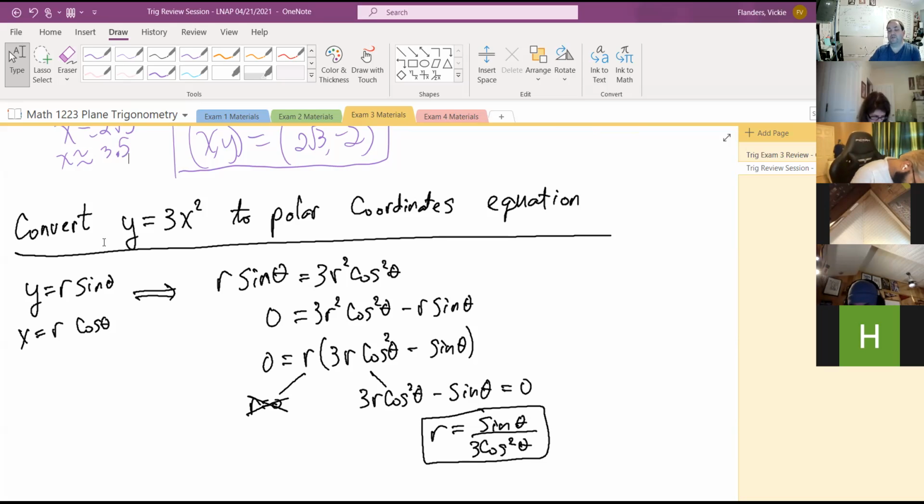So sometimes there's a little trick or a maneuver, like you can use a Pythagorean identity in cases where it's circular and things like that. Sometimes you just have to straight plug and do whatever you can to solve for your r variable.